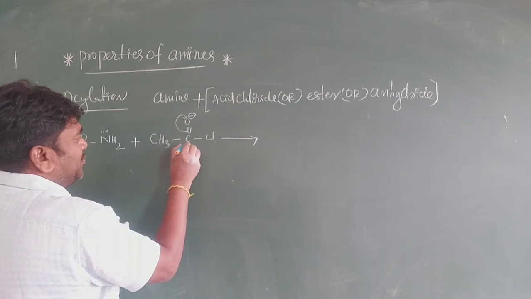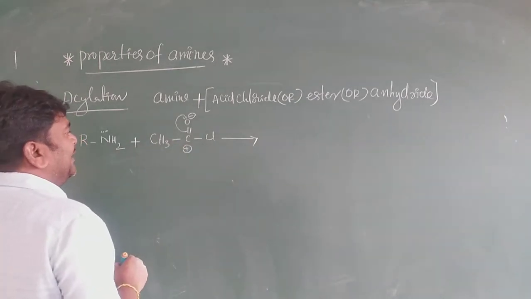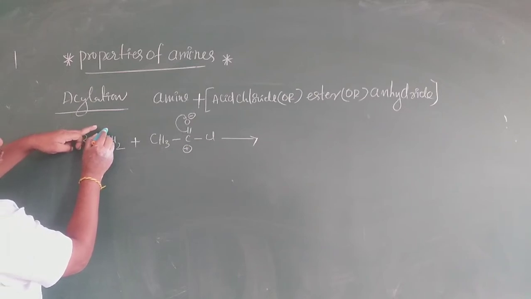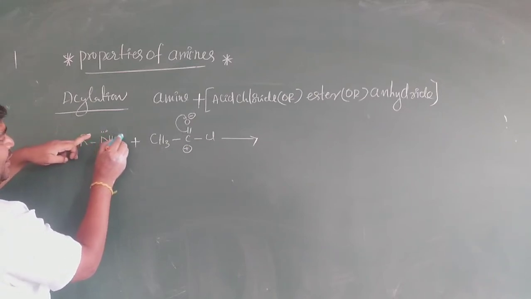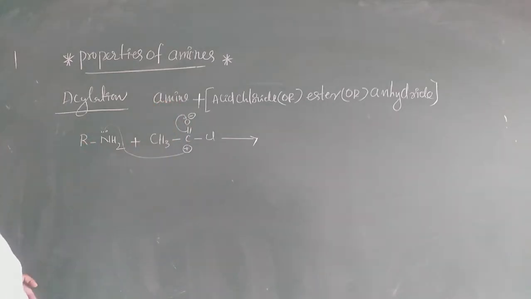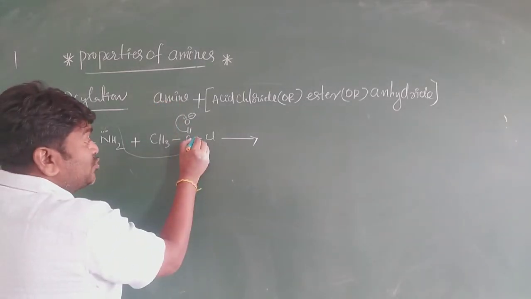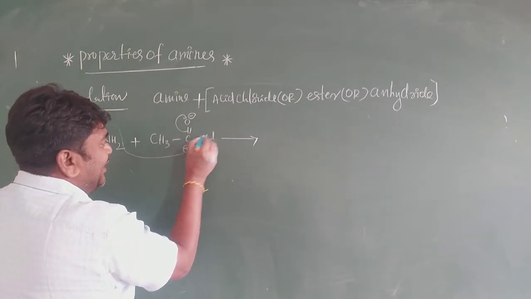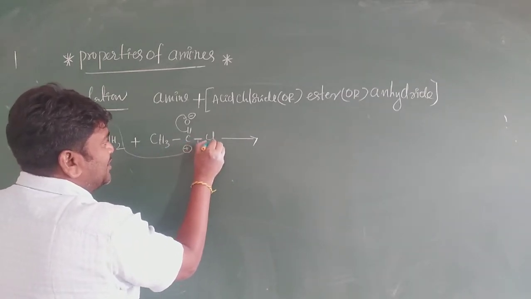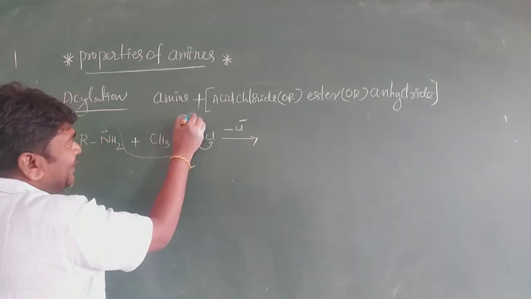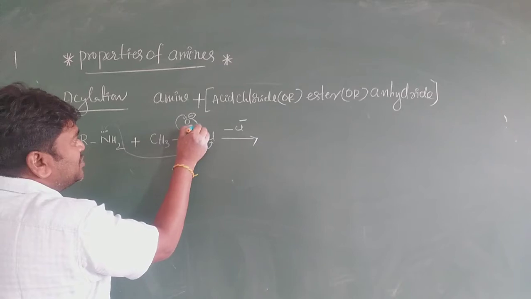It acquires a positive charge. So these two electrons are involved in the bond formation. Like that it is attacking, and the bond is formed. Next, what happened here? These two electrons are gained by Cl. These two electrons are shifting, and Cl minus is eliminated. Then these two electrons are again shifting here.